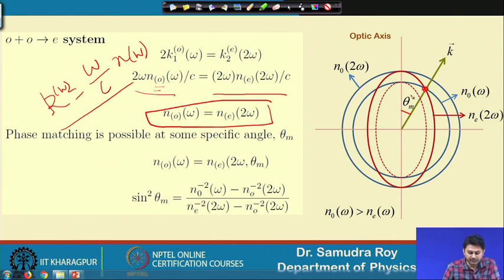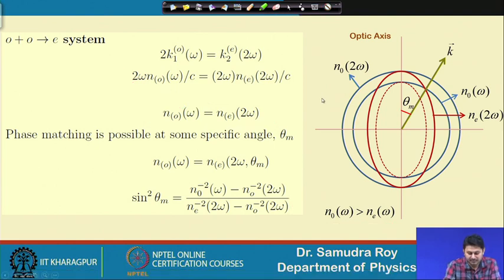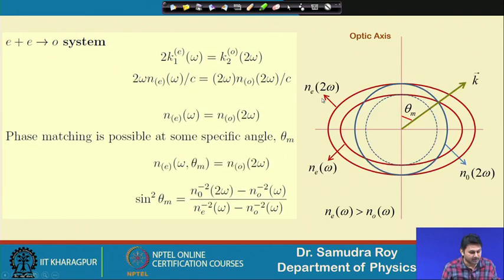For this kind of phase matching, theta_m one can easily figure out, and that is the value of theta_m. We have also derived this value, and this is happening for this kind of crystal where n_o is greater than n_e. So, we understood what happens for the OO to E system. The next thing is what happens for the other scheme, that means the EE to O system.